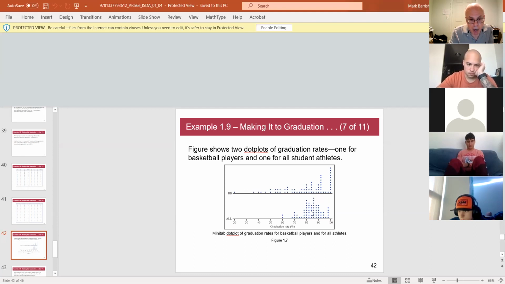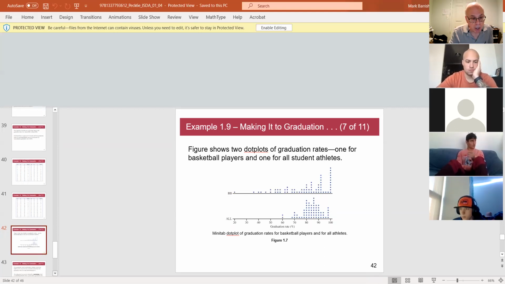Most of the values are higher for all the student athletes as compared to basketball players, where it's more spread out. And you can see it's sort of tailing off to the left here with basketball players, and it seems to be more symmetric here for all student athletes. So those are the types of things that you can see.